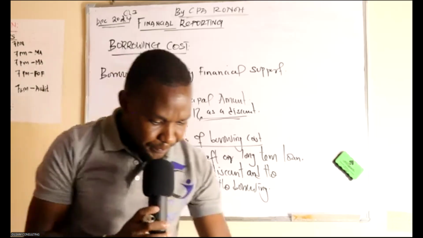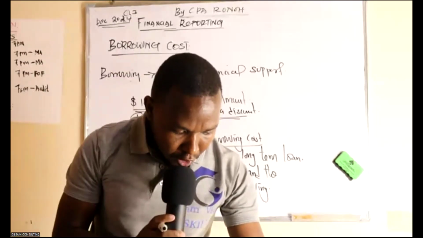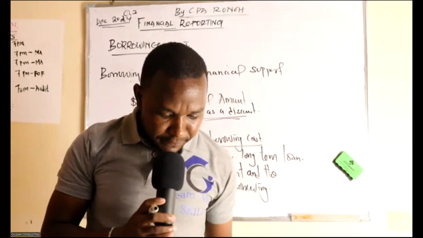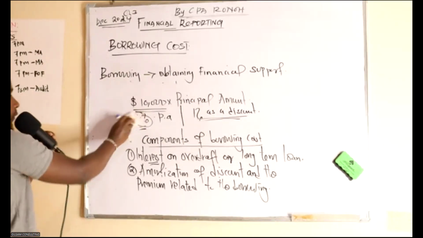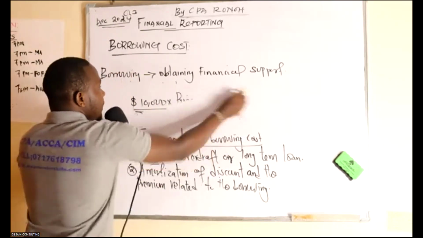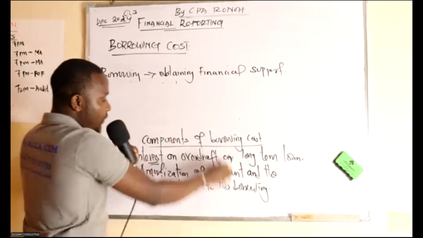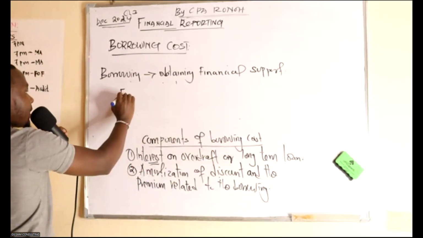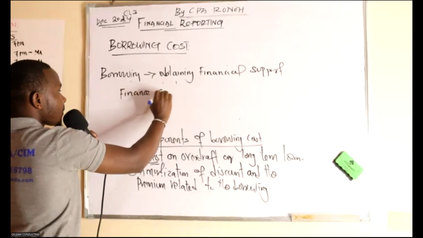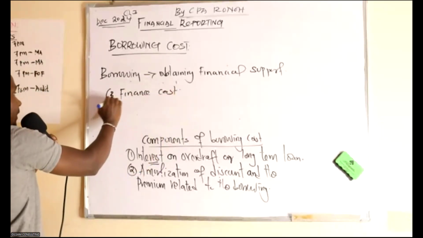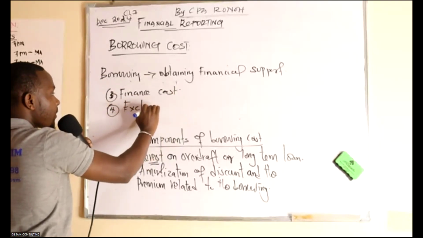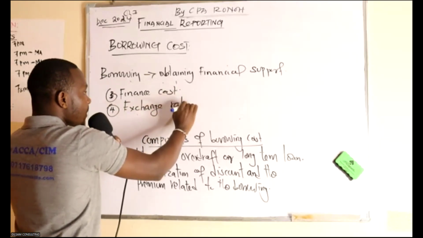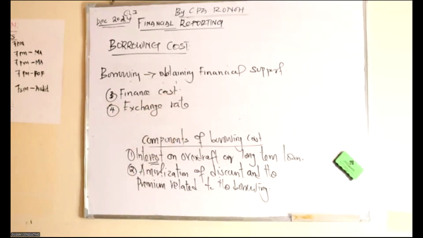And then the fourth component, or the third component, of borrowing cost is the finance cost. That is number 3. And number 4, we are talking of the exchange rate.